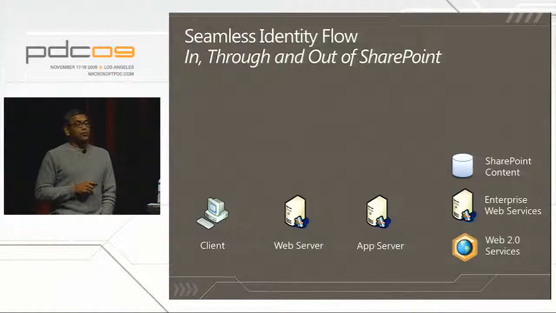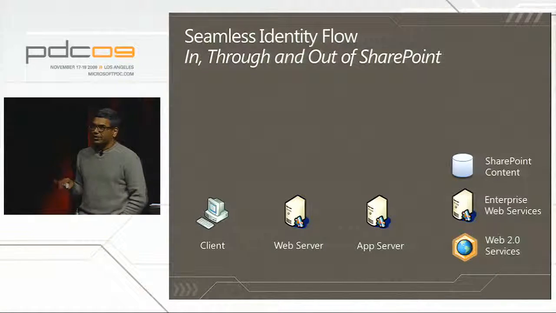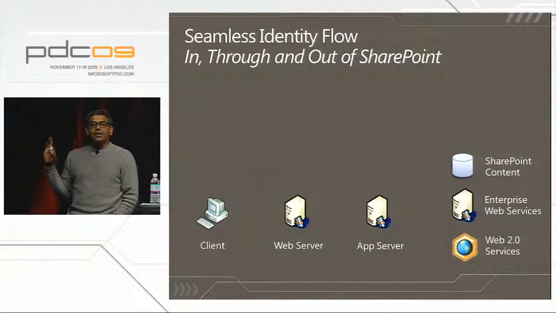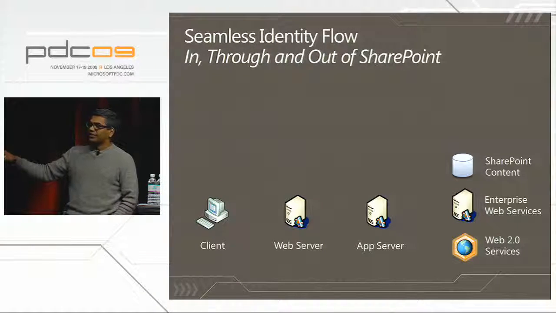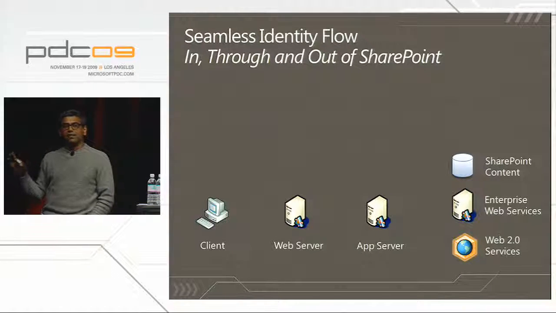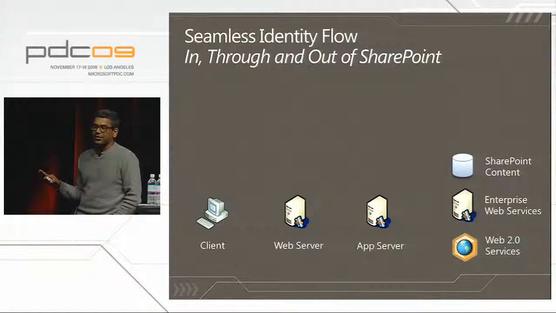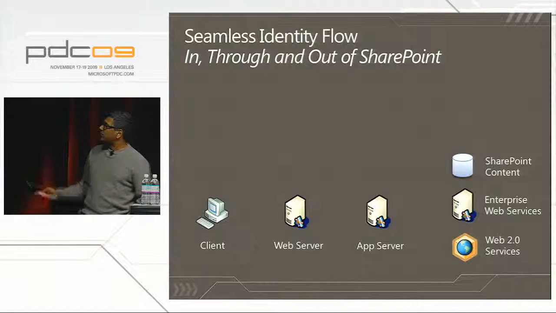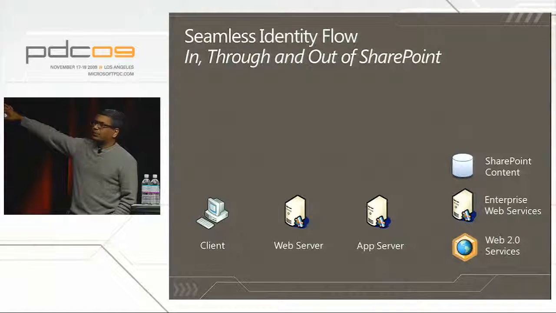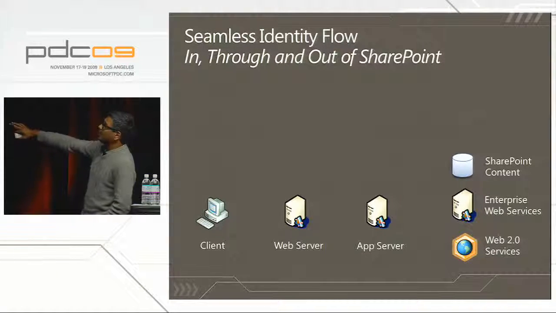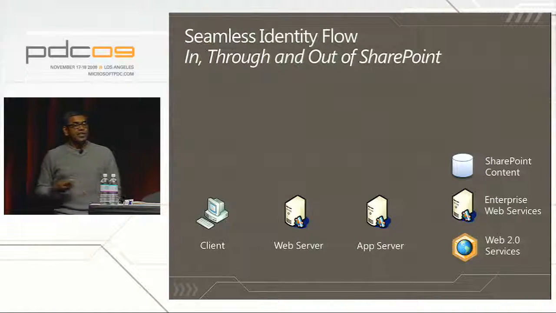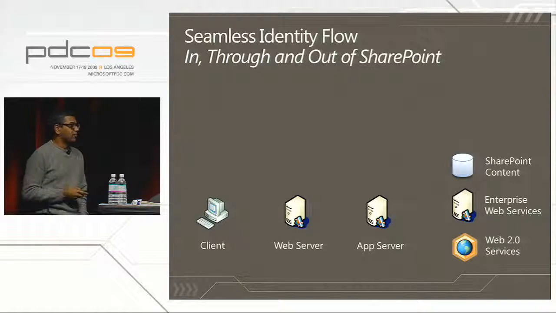So I want to start with the high-level overview, super high level. But it's only one of these slides. These are the main components of a SharePoint system from a structural point. So there's a client, which is a browser or Office client. It wants to talk to a web server, which then in turn talks to an application server, which then in turn talks to our SharePoint content, the enterprise web services that are written inside the enterprise, and then external web services. So the identity problems we have in this space are many.